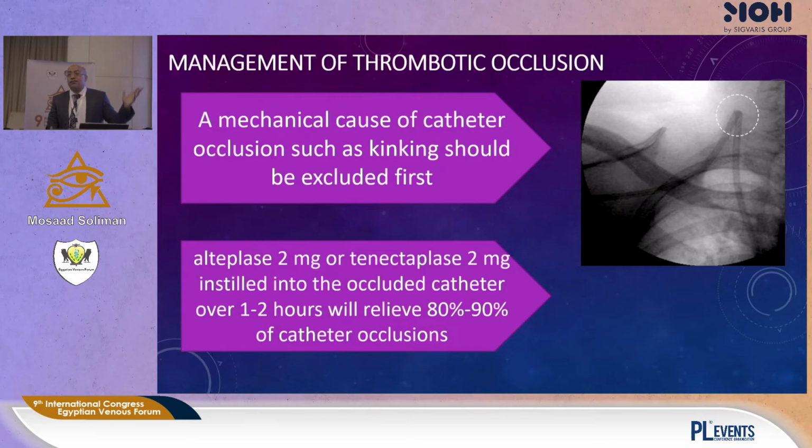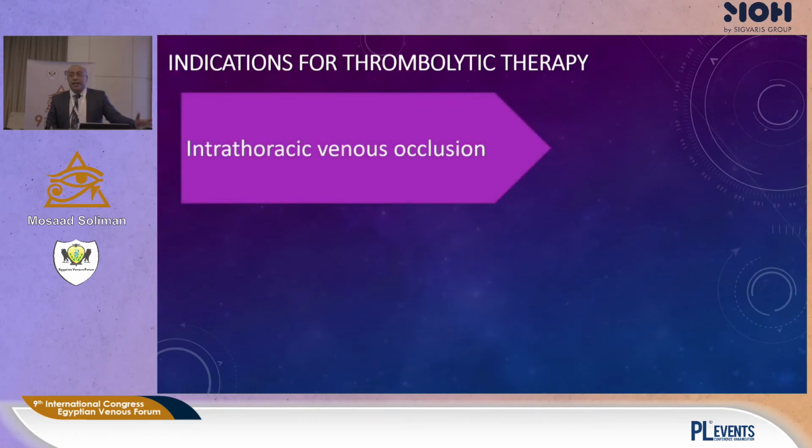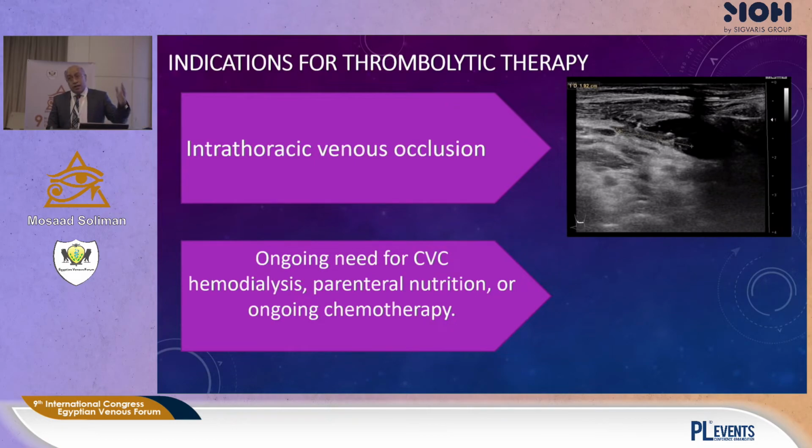The second thing is it's very simple. You can use alteplase or tenecteplase 2 milligram injected by instillation into the catheter over 2 minutes to 2 hours. This would allow removal and ablation of around 80 to 90% of the thrombus load in this area. So it's only 2 milligram over 2 hours will clear 90% in most of the studies. So indication of the thrombolytic therapy is the presence of intrathoracic major vessel occlusion, or you still need the presence of the catheter, like for those for hemodialysis, for chemotherapy, or for TPN.